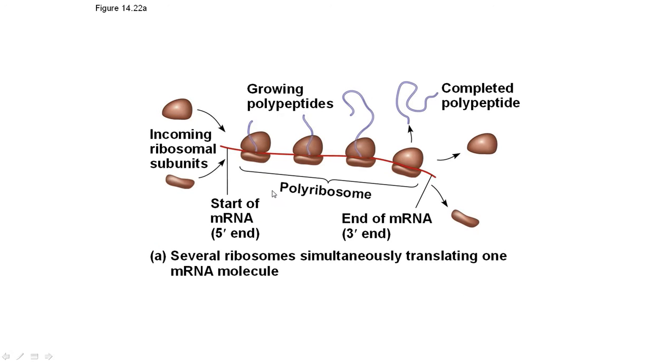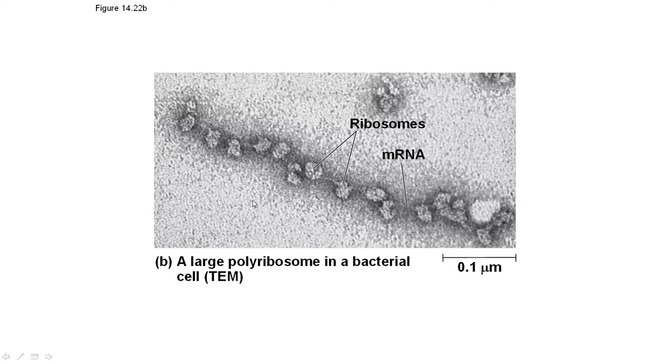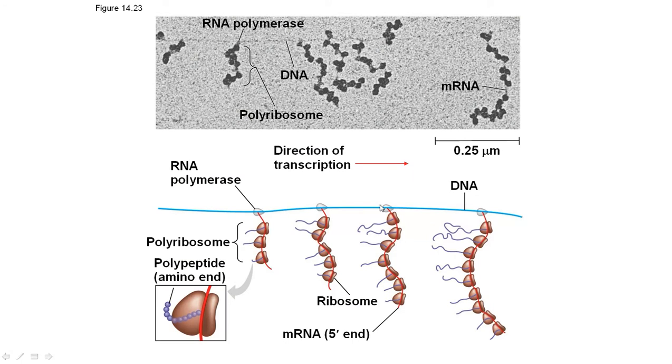This doesn't just happen with one ribosome at a time. There can be multiple ribosomes all attached to one messenger RNA. That's called the polyribosome. So this could be making multiple polypeptides at one time. Here's an electron microscope picture of that, all these different ribosomes attached to this single mRNA molecule.